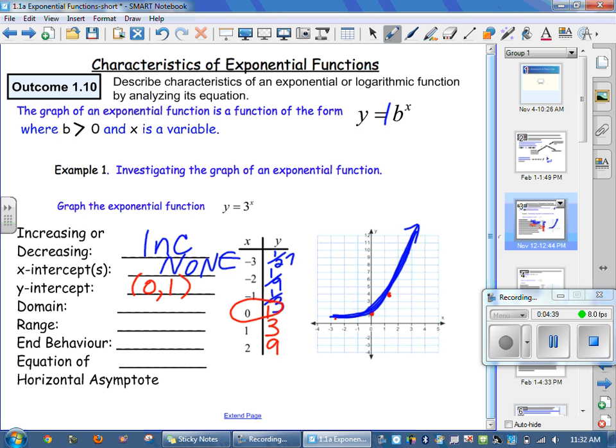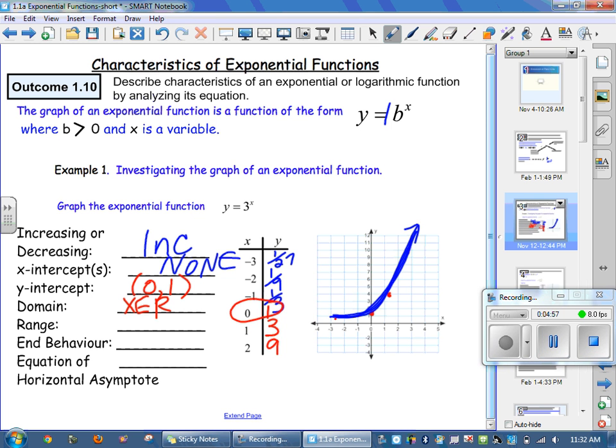Since I can go on either side of this graph, left and right for x, there are no boundaries on x. So how do we write no boundaries on x? We say x can be any real number, or x ∈ R. So we write it as x ∈ R.